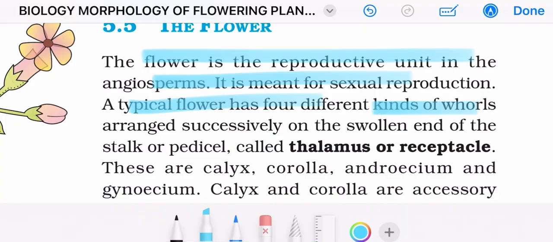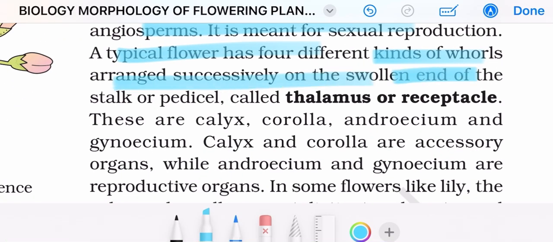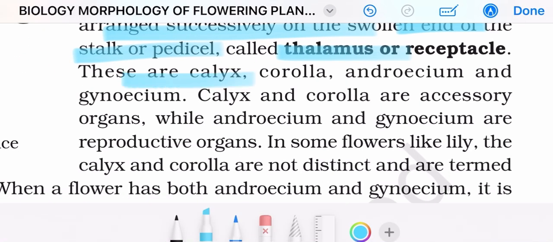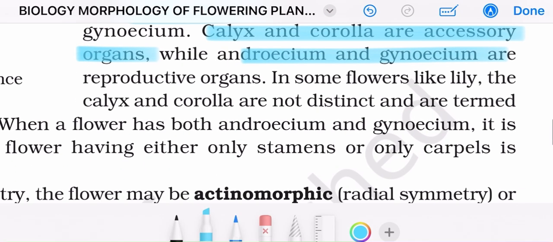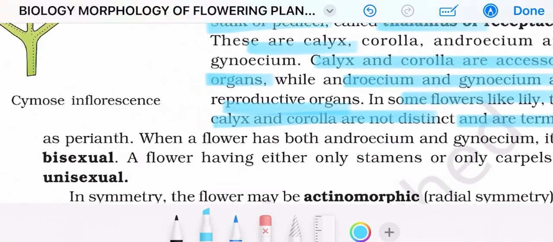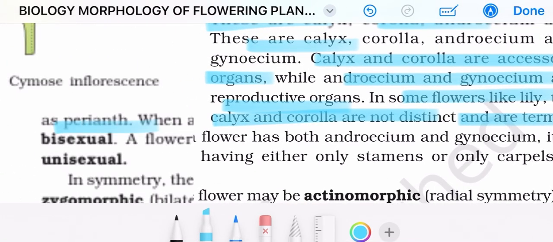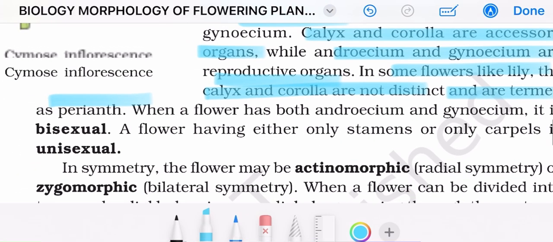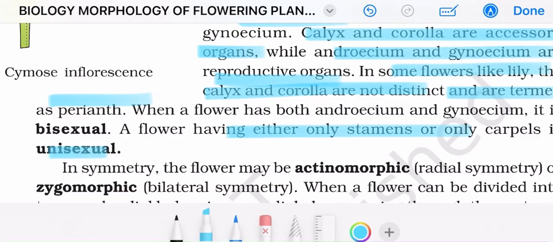A typical flower has four different kinds of whorls arranged successively on the swollen end of the stalk or pedicel called thalamus or receptacle. They are calyx, corolla, androecium, and gynoecium. Calyx and corolla are accessory organs, while androecium and gynoecium are reproductive organs. In some flowers like lily, the calyx and corolla are not distinct, they are fused and are termed as perianth. When a flower has both androecium and gynoecium, it is bisexual. A flower having either only stamens or only carpels is unisexual.